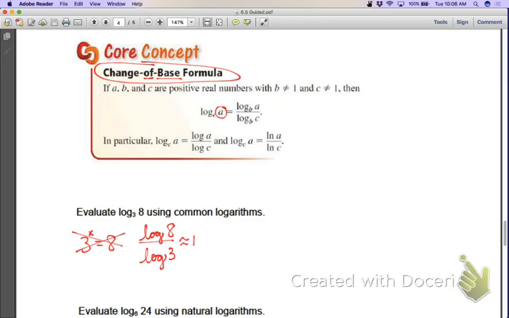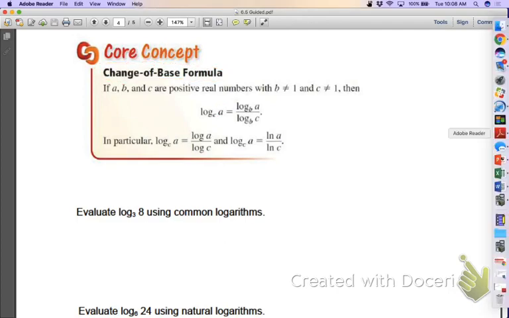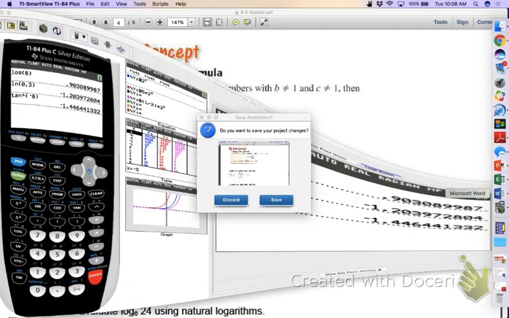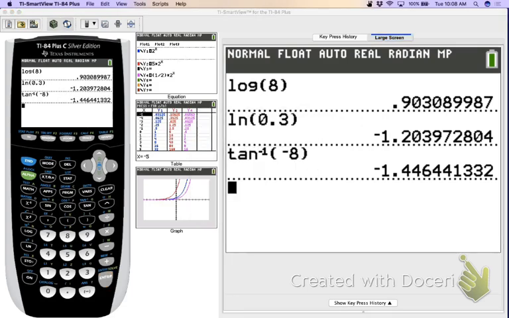Okay, what is it? 1.89. Thereabouts. Maybe 3 decimal places, depending on how many values they want. So what did I do? Well, I went to my calculator, and you can do this really with any sort. If you have a graphing calculator, if you have a scientific calculator.